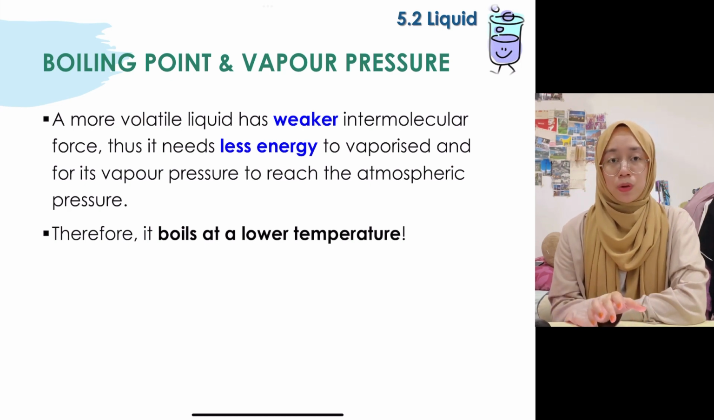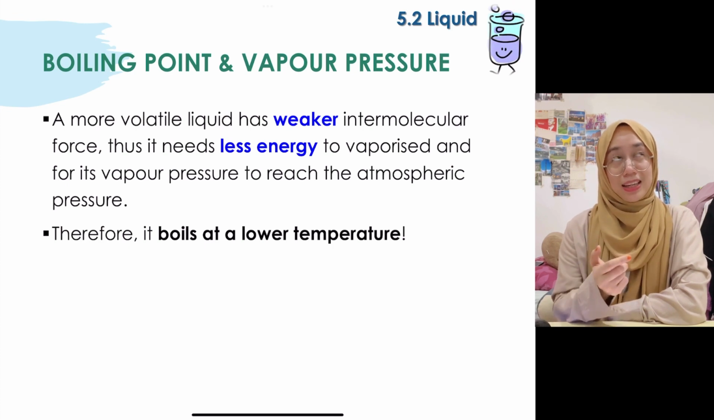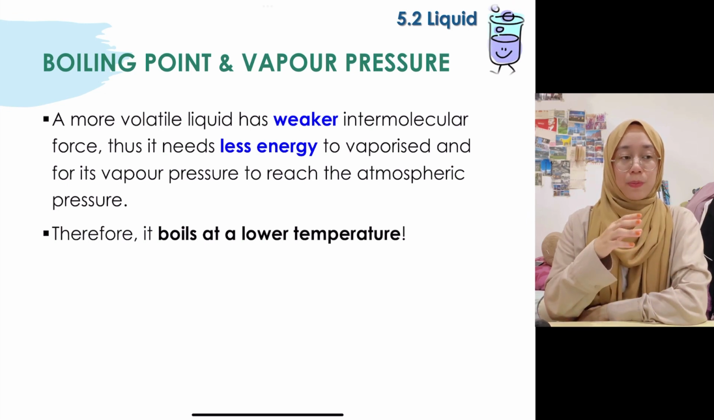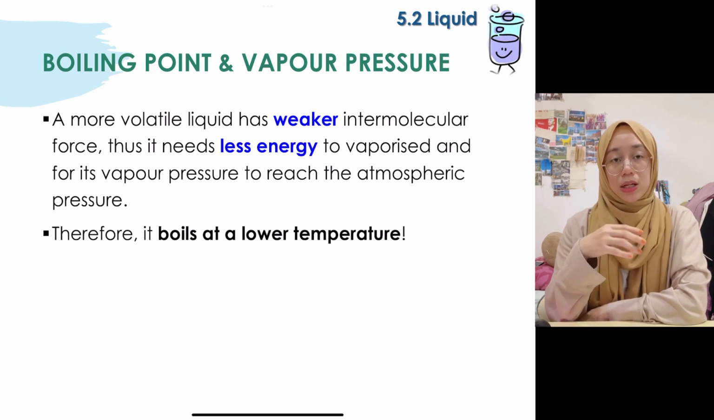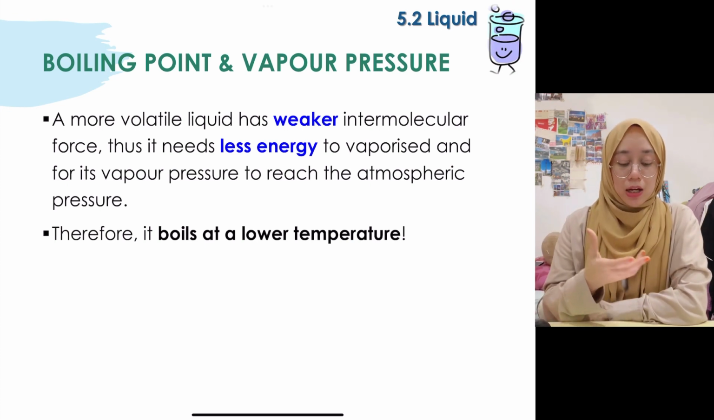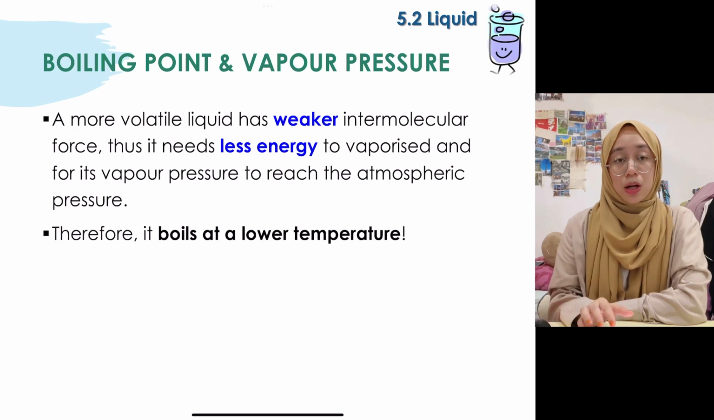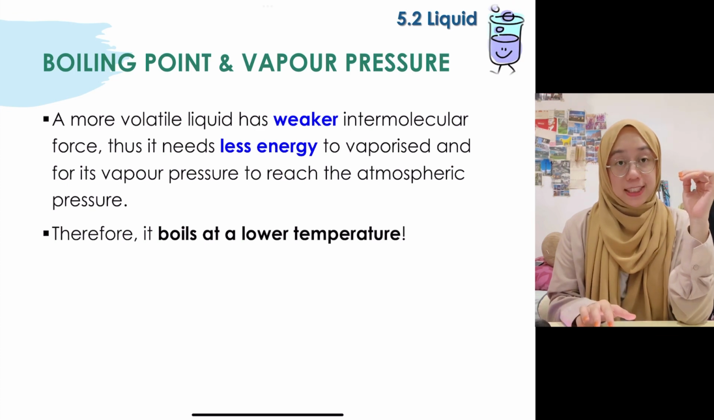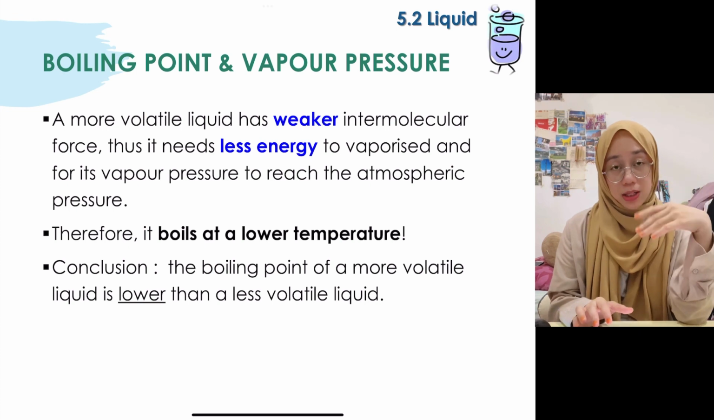So vice versa untuk the one that has less volatility. Liquid that is less volatile, so dia punya vapor pressure pun rendah juga, bermaksud intermolecular forces dia kuat, so it requires more energy in order for the liquid to vaporize. Okay, so that the vapor pressure boleh reach the atmospheric pressure. So kalau yang less volatile, it boils at a higher temperature. Okay, so conclusion, the boiling point of a more volatile liquid is lower than a less volatile liquid.